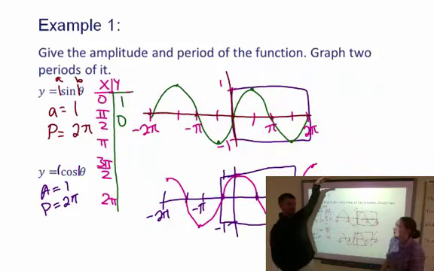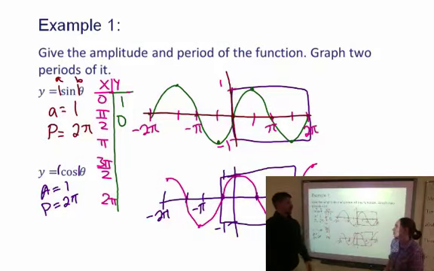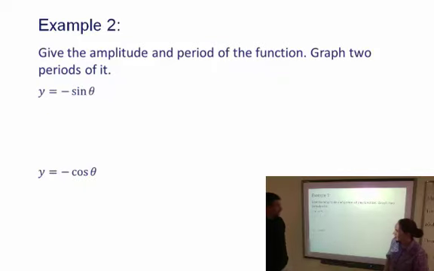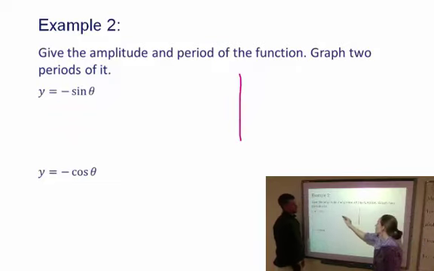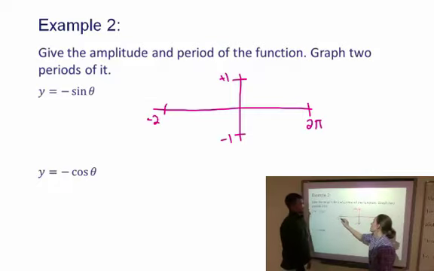Where you had your peaks, you now got your valleys, and where you had your valleys, you now got your peaks. Right. So sine theta starts at 0 and goes up first. Negative sine theta starts at 0 and goes down first. Otherwise, all the rest of the stuff is the same. Still an amplitude of 1, negative 1, 2 pi. Negative 2 pi.